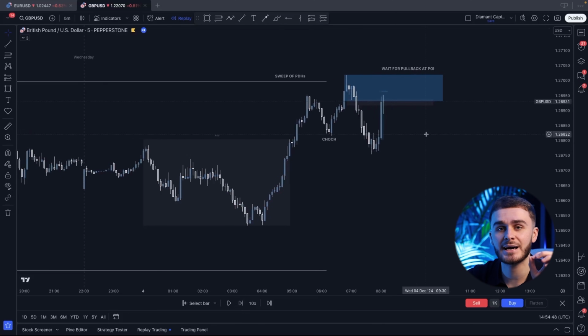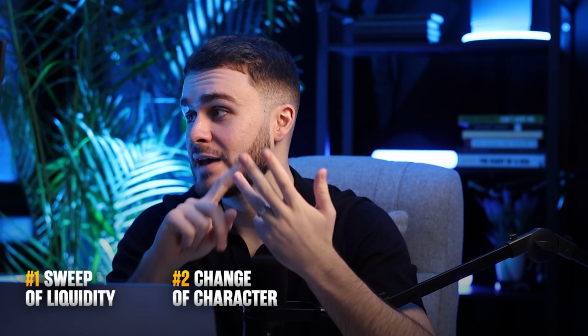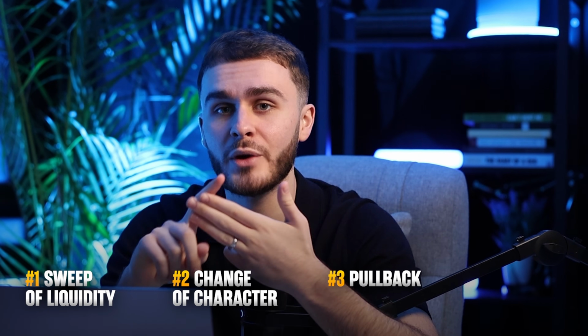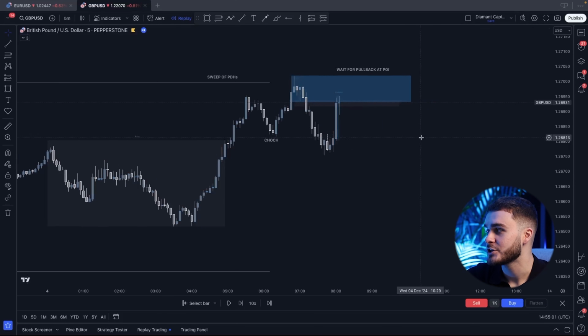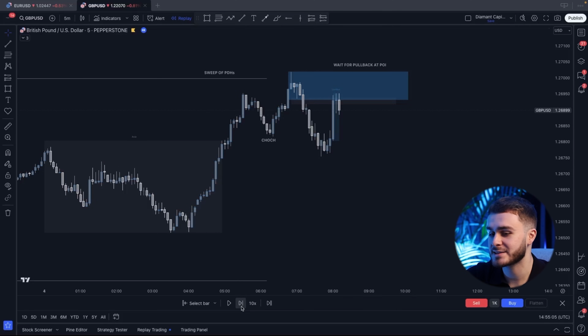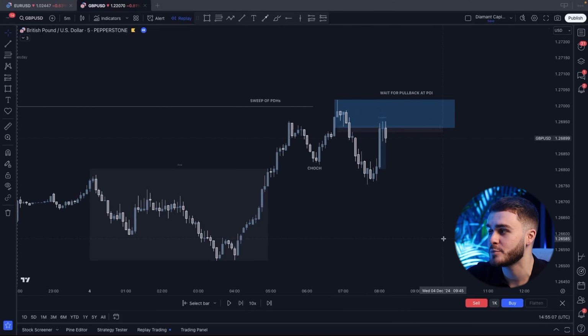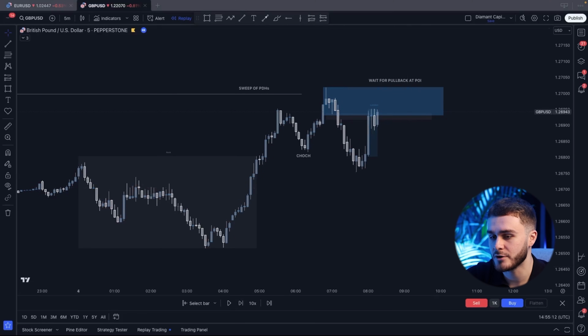And now this is exactly where we slow down and we think to ourselves, okay, cool. We've now had the sweep of liquidity, we've had the change of character, and now we have had that pullback. All we're going to be waiting on is what? The final golden confirmation, which is the engulfing candle. So in this particular example, as we let price continue, straight next candle, and that is exactly what our entry point is going to be at this point over here.